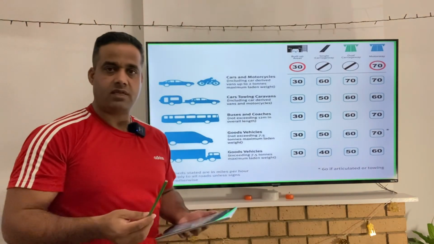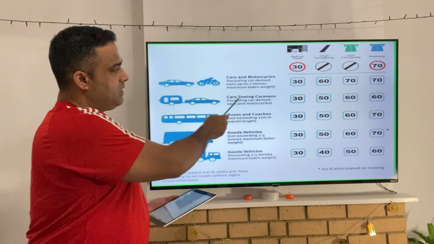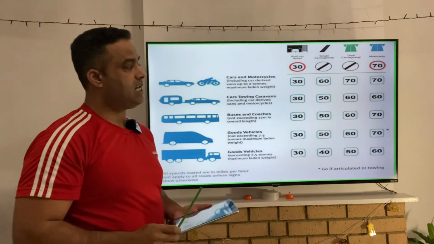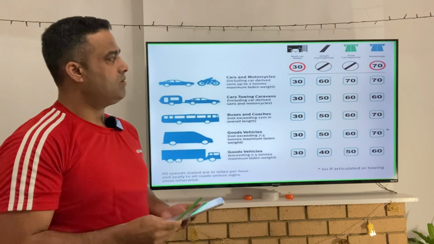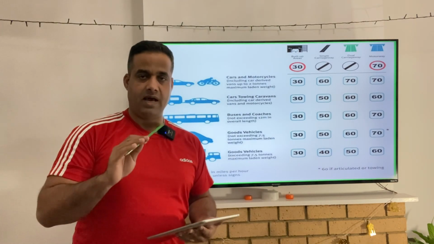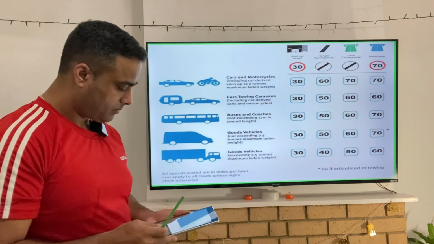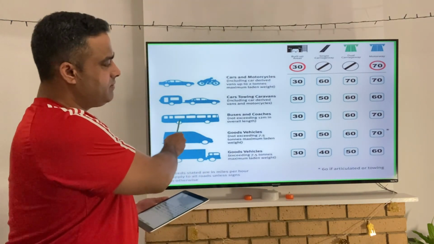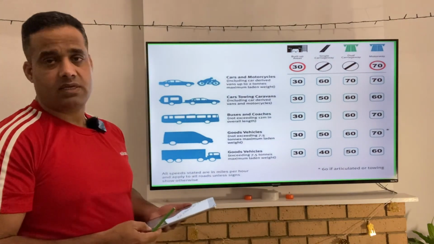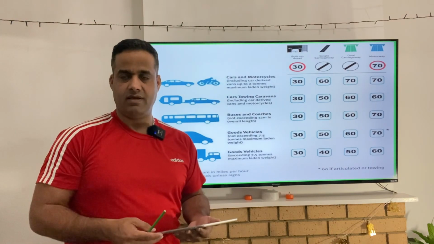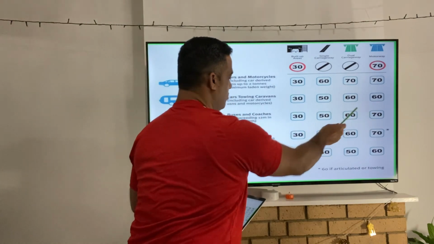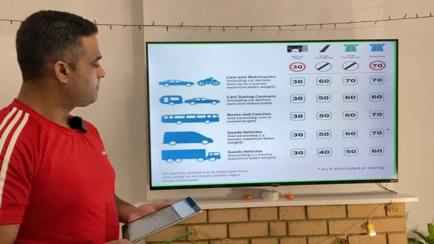Okay, so the cars towing caravan can do 30 in the built up area, 50 in a single carriageway, and 60 on a dual carriageway, and 60 on motorway as well. 10 less than the normal cars. Coaches or buses, they can do 30 on built up area and 50 single carriageway, 60 dual carriageway, and 70 on the motorway. Look, 70. So buses can go up to 70.